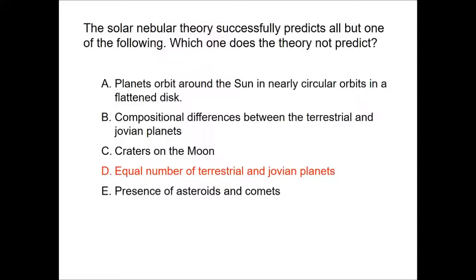Equal number of terrestrial and Jovian planets. There's no reason why there should be 4 and 4. There certainly could be a lot more terrestrial, less Jovian. There's nothing about the solar nebula theory itself that says how many there would be. But the other ones make sense.